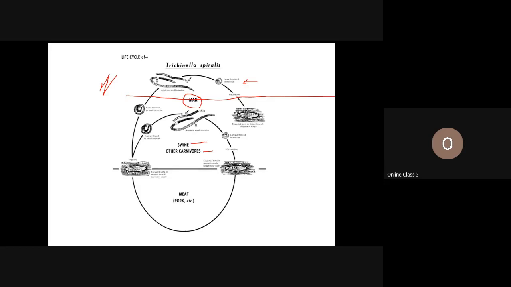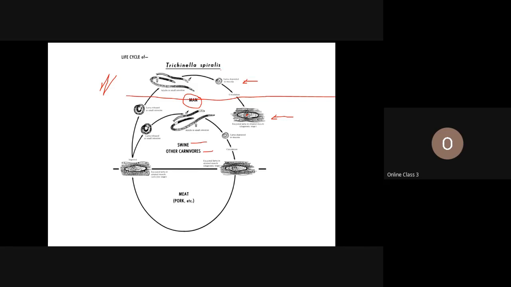They will be taken throughout the body, and inside the muscular tissue they will develop and encase or coil themselves. This is the larva coiling up inside the muscular tissue. This is known as the nurse cell, N-U-R-S-E. What does the nurse cell do? The nurse cell provides nutrition, and it also takes out the excrement of the larva. The larva within the nurse cell is waiting for another host.